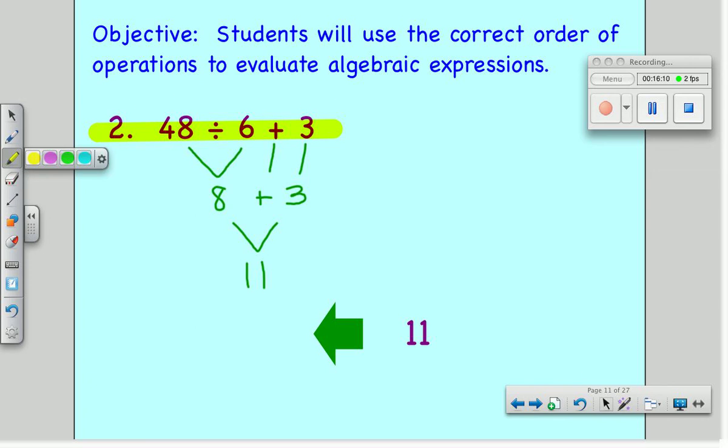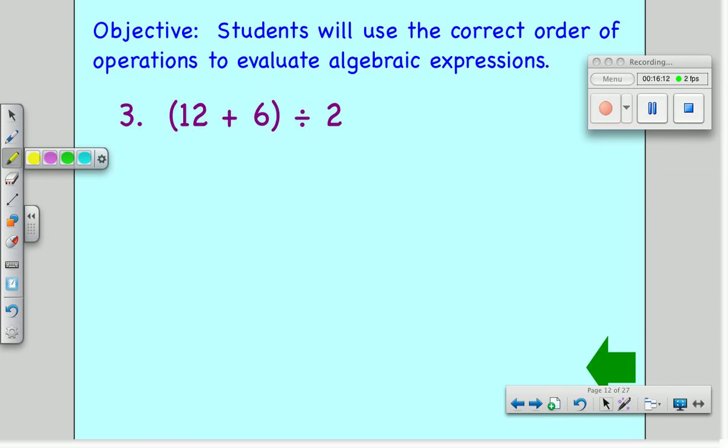12 plus 6 divided by 2. Here we have parentheses and division. So hopefully you were able to pause the video and see that what we did first was the parentheses.